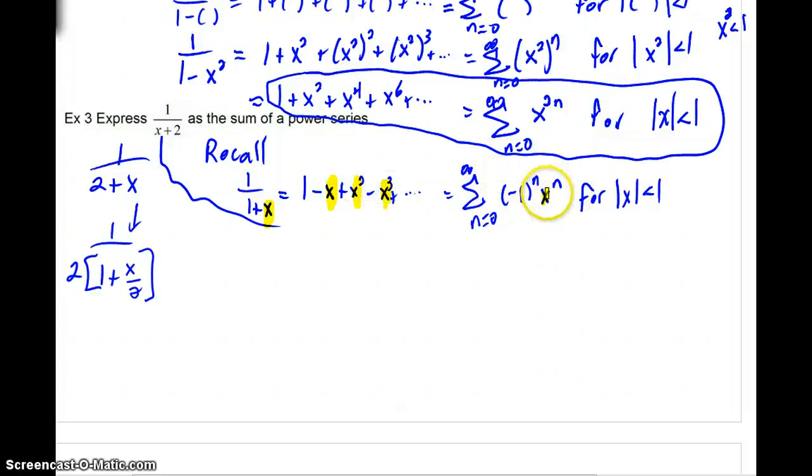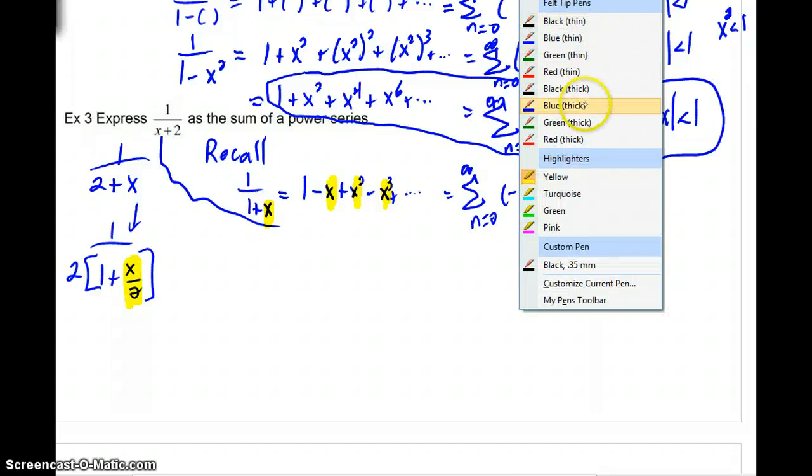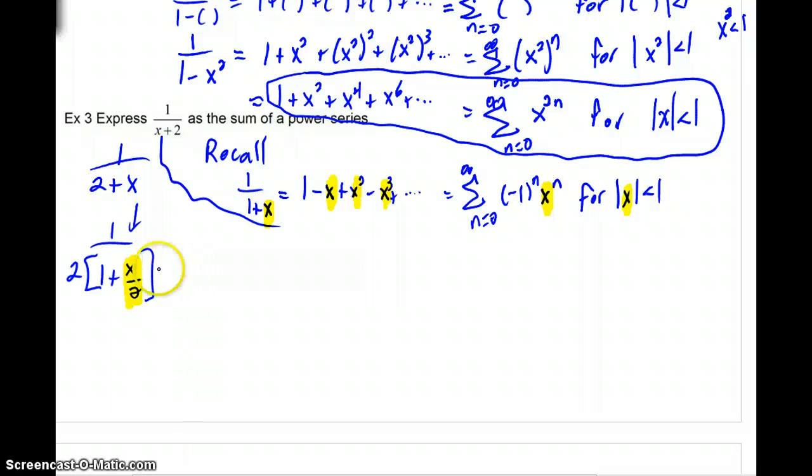we can envision that there's a little space there. And you know what? We don't see an x in this regard. We're going to see x all over 2. So notice what we're about to do. We've got this 2 factored out down below, and we're going to deal with that in just a second.